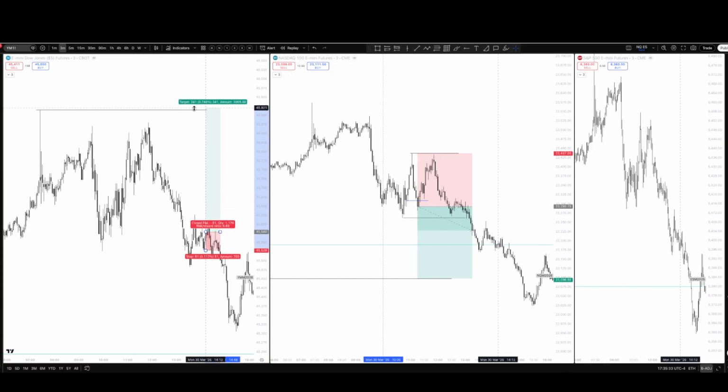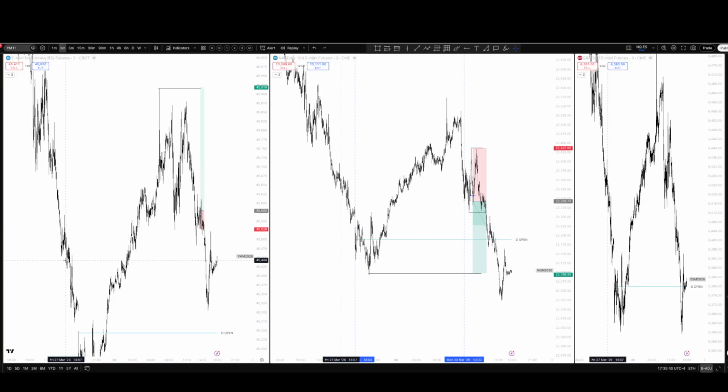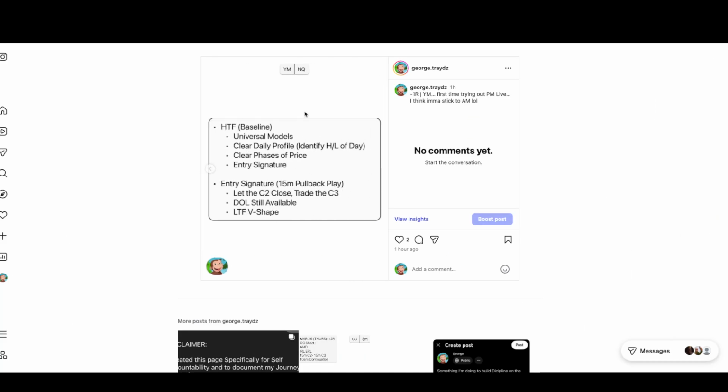This is where I was bullish to, right? Did that happen? No, it didn't. NQ was the leading asset to go down lower. But yeah, that's basically it. My first time trading PM.